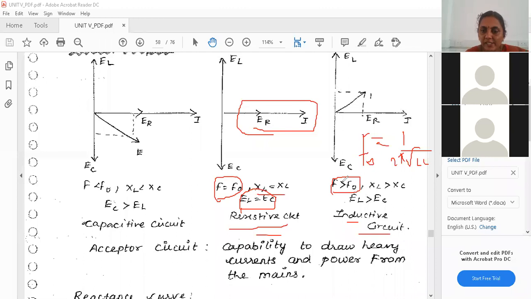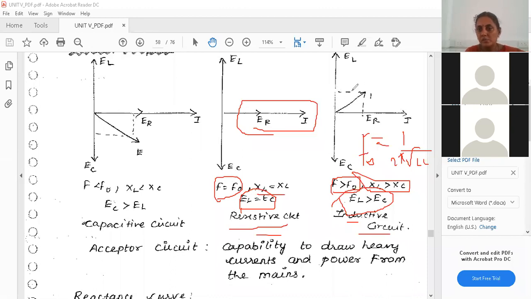So what happens when F is greater than F naught? The inductance effect will be higher than the capacitance. So XL will always be greater than XC. And what about EL? EL is greater than EC. Of course, if XL is greater than XC, EL will be greater than EC. EL is the voltage across the inductor and EC is the voltage across the capacitor, right? Now, the inductance effect is much higher than the capacitance effect. So the phasor diagram will be like this. See the phasor diagram. You will draw the resultant current in the upper direction.